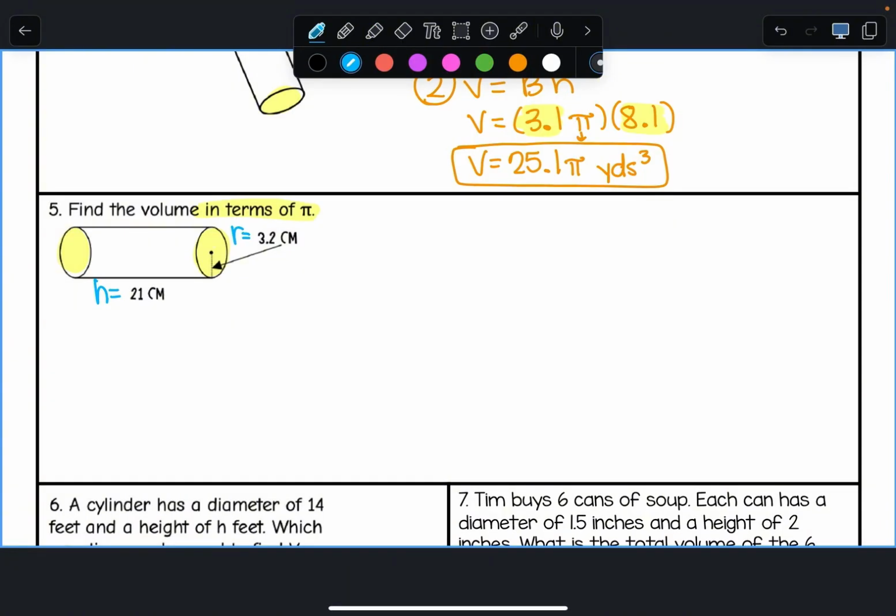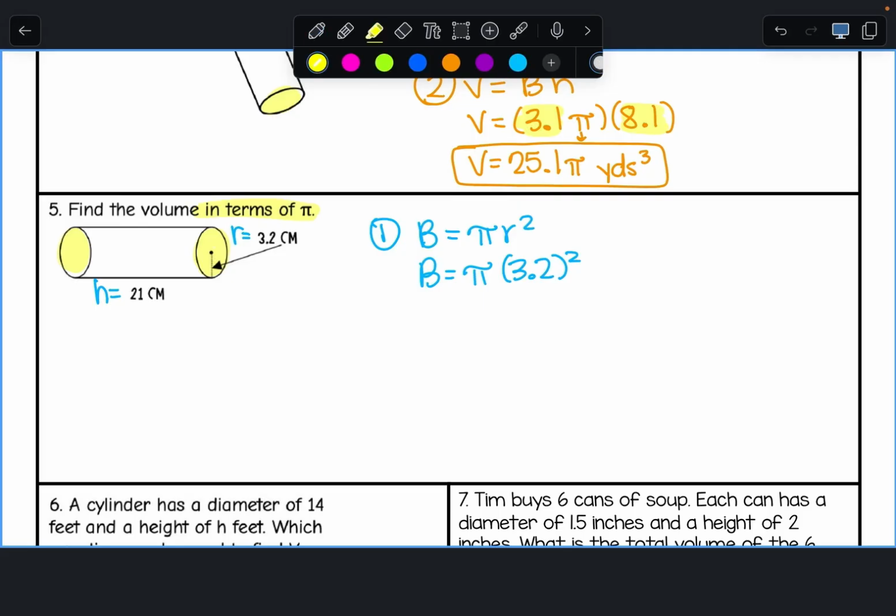The first step is to find big B. The radius is 3.2 squared. So what will go in the calculator? Just the 3.2 squared. We're leaving it in terms of pi. We get 10.2 pi. And that is what we put into our formula. All of this into our volume.